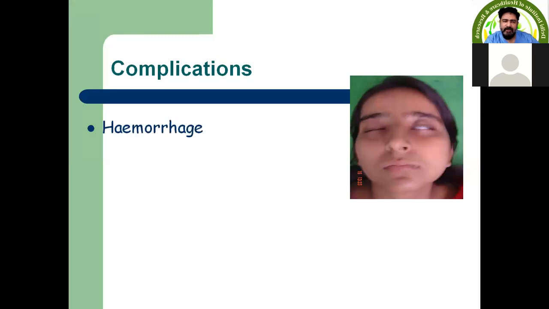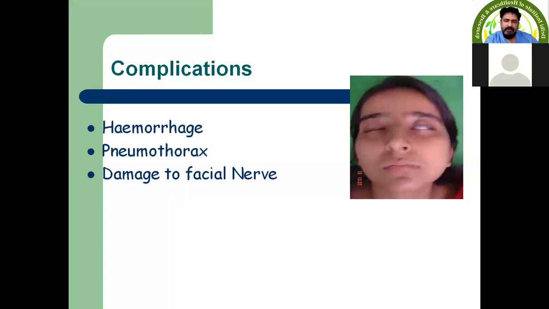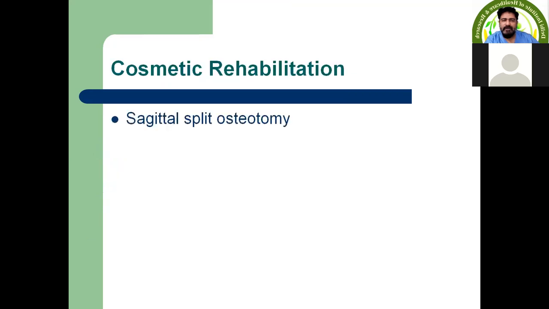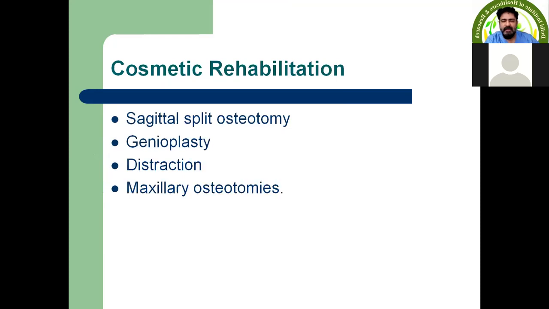Complications are hemorrhage, pneumothorax, damage to the facial nerve, then infection, otitis or stenosis of the canal, or sometimes re-ankylosis also. Cosmetic rehabilitation: sagittal split osteotomy, genioplasty later on, with distraction osteogenesis, sometimes maxillary osteotomies all are there.